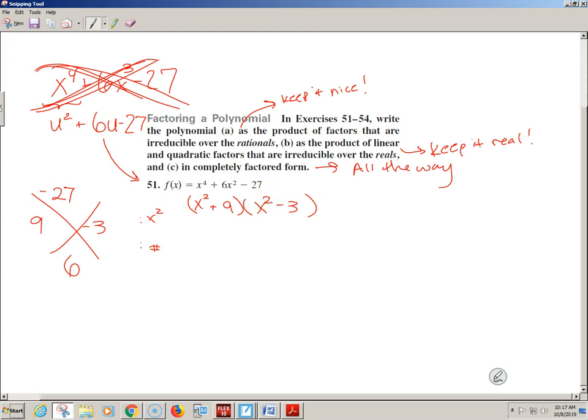If it was t squared plus 6t minus 27, I'd put t's there. But since it's x squared being squared plus 6 times x squared, t's the guy that goes there. Now, why am I going to stop for letter A that says keep it nice? Why not keep going?